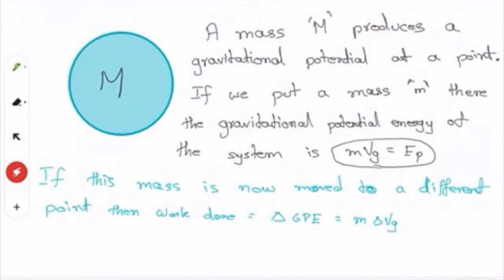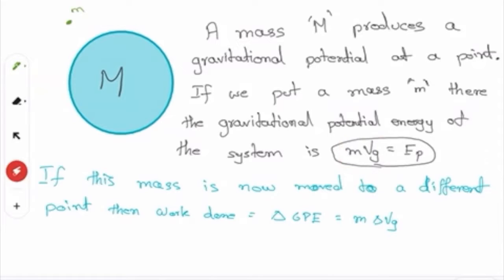Okay, so let's say I have a mass. Let's say I have a giant mass here, some planet, and it's going to produce a gravitational potential at some point around it in its field. Perhaps here. So if we put a small mass m over here at this point, then the gravitational potential energy of the system would become m times Vg.